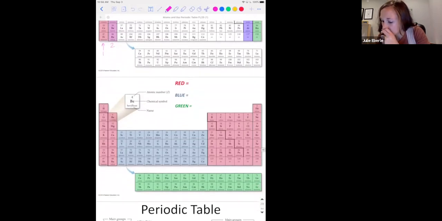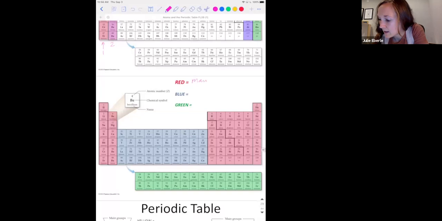Okay, let's look at these sections. Anything that's highlighted in red here, this is another way to kind of organize the table. These are called main groups. Okay, these are main groups. And again, it's four of those main groups. We'll learn the specific name for those. The blue, these are your transition metals. Green, these are called your lanthanides and actinides.